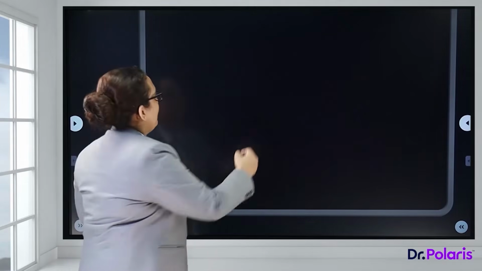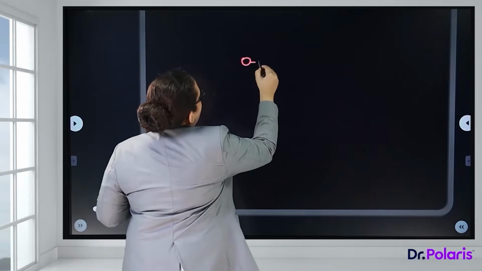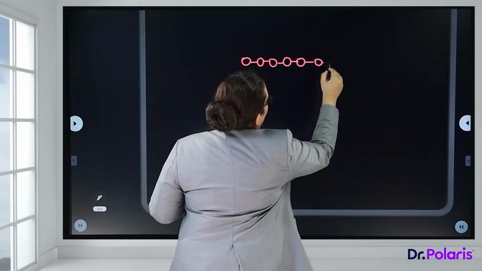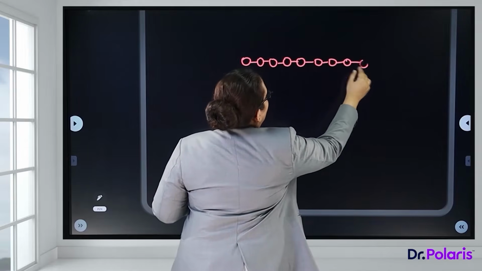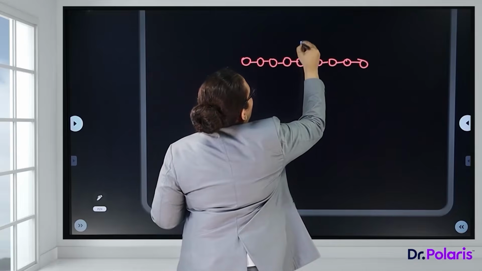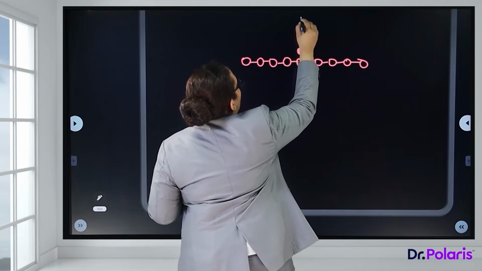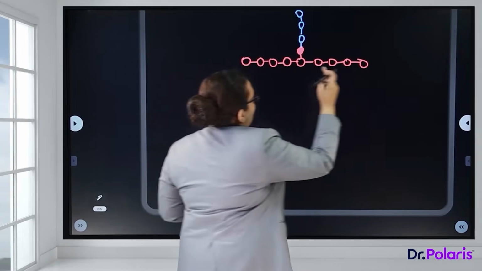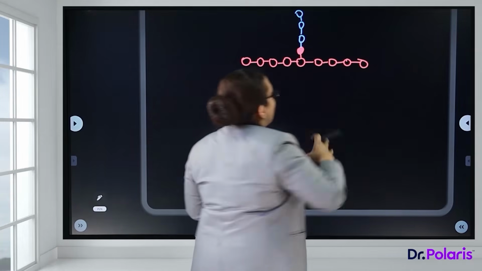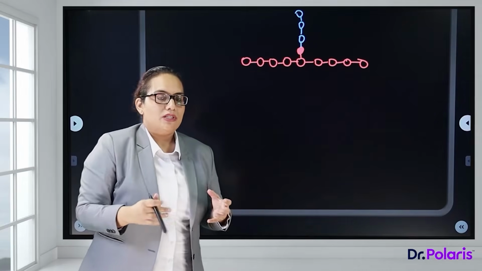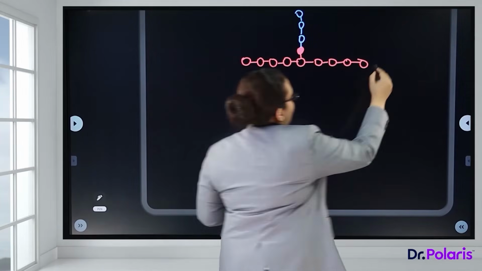Now let's look at the action of debranching enzyme. For this, I will draw the structure that was formed at the previous step, which is something like this. And then you had the branch point here. I forgot to mention in the previous slide, this is a partially broken down product of glycogen, so it is called limit dextrin.